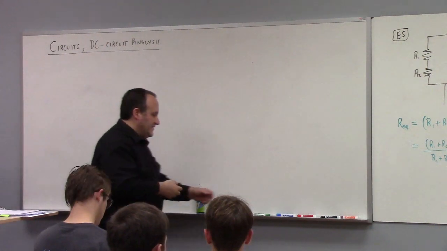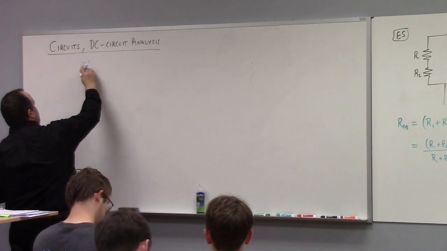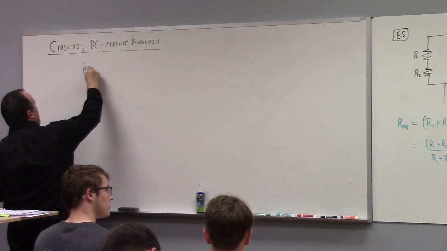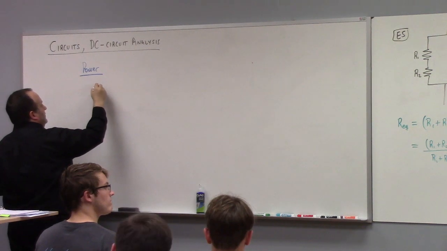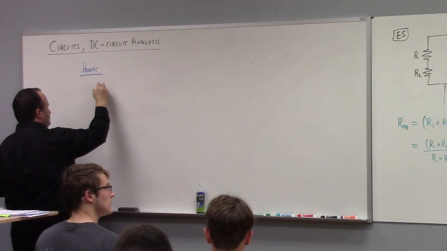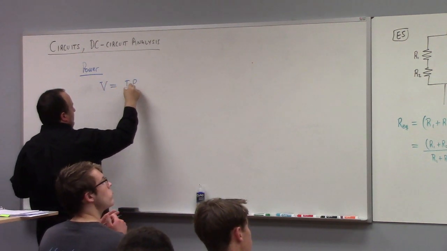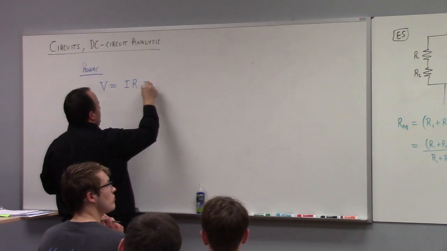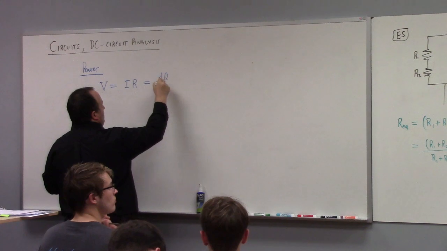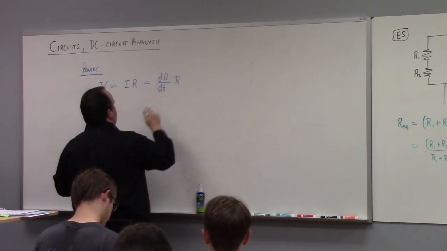So in the time that remains, let me just talk about power, since I've got a little bit of time here. Power. So we have the voltage is equal to I times R, right? Well, that means that the voltage is equal to dq/dt times R.